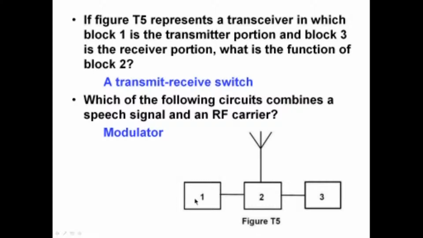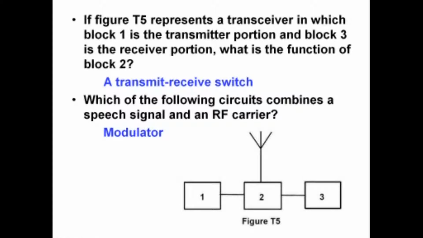Signal is going to go from the transmitter to the antenna. Signal is going to come from the antenna to the receiver. This is a transmit-receive switch that switches the antenna back and forth between the transmitter and receiver. When we're transmitting, it switches the antenna to here. When we're receiving, it switches the antenna to here. Transmit-receive switch.